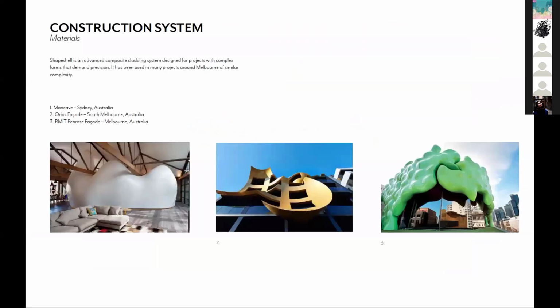Construction. The cladding we have chosen for this structure is a proprietary system called Shapeshell in a white glossy finish. Shapeshell is an advanced composite cladding system designed for projects with complex forms that demand precision. It has been used in many projects around Melbourne of similar complexity. The panel itself is thin and lightweight, which also minimizes the overall weight of the structure.